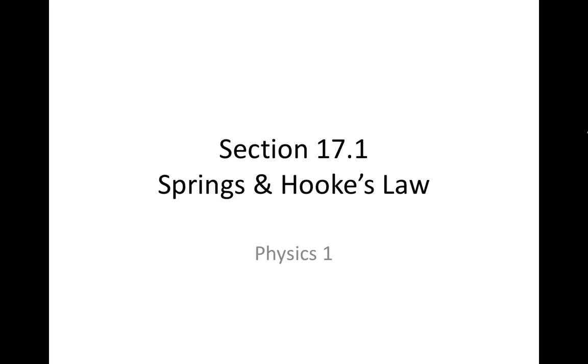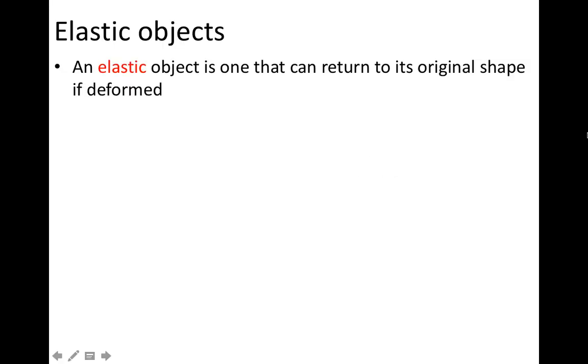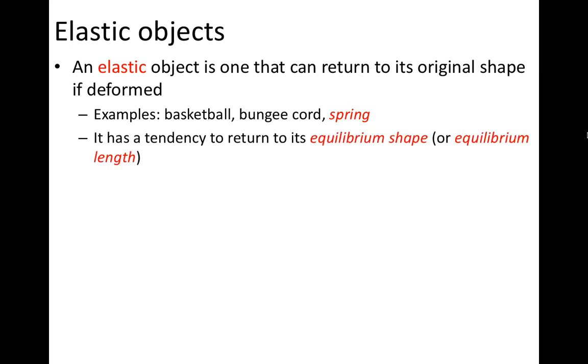Section 17.1, I'm going to discuss springs and Hooke's law. An elastic object is one that can return to its original shape if some force causes it to be deformed or changes its shape. Examples include things like basketballs, bungee cords, or most especially springs that we're going to focus on here. And what's important is that elastic objects have a tendency to return back to its original equilibrium shape.